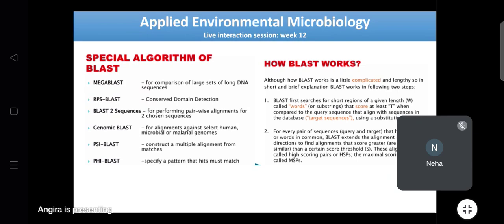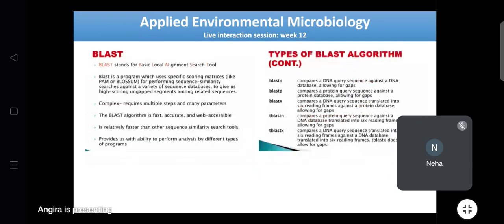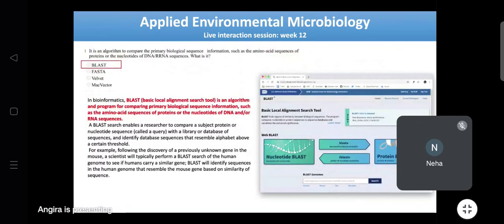So if we have to summarize, BLAST is used to compare primary biological sequence information, which can be nucleotide or protein sequences, with each other. Okay, so that is BLAST.